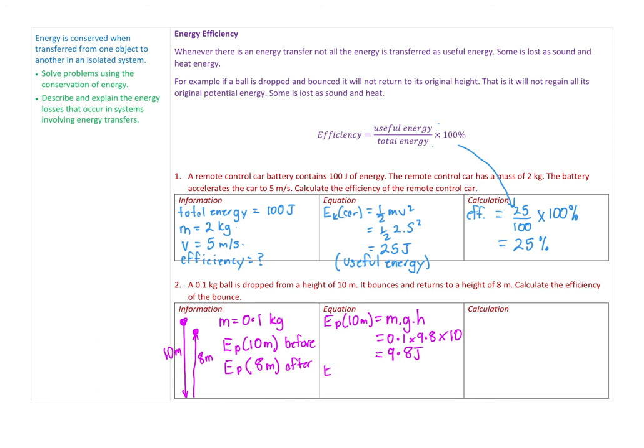The potential energy it had afterwards, which was at 8 meters, would equal 0.1 times 9.8 still times 8 meters, and that would be equal to 0.1 times 9.8 times 8, just quickly going on the calculator, that would be equal to 7.84 joules. So the efficiency will equal, if you like, the useful energy, which was the potential at 8, divided by the total available, which was the potential energy it had at 10 meters, times by 100 to make that a percentage. And that would be equal to 7.84 divided by 9.8, which I'm sure is going to equal 80%. Well, after you times it by 100, 80% efficiency.